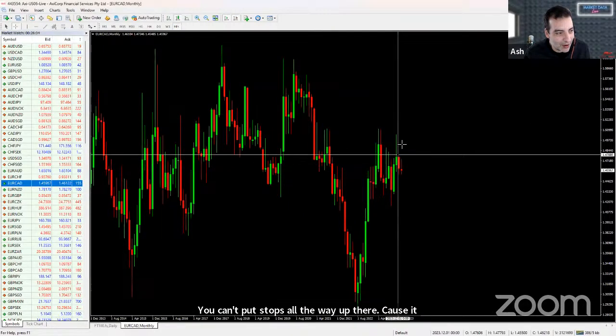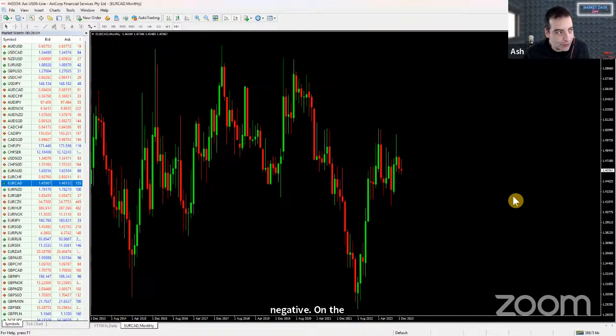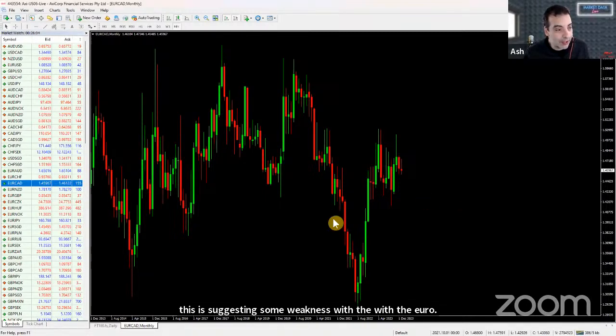Because it could come up there over a short period. But look at this on the monthly. This is looking negative on the Euro CAD. So looking at the COT data, this is suggesting some weakness with the euro. So that's what I'm looking at anyway for next week.